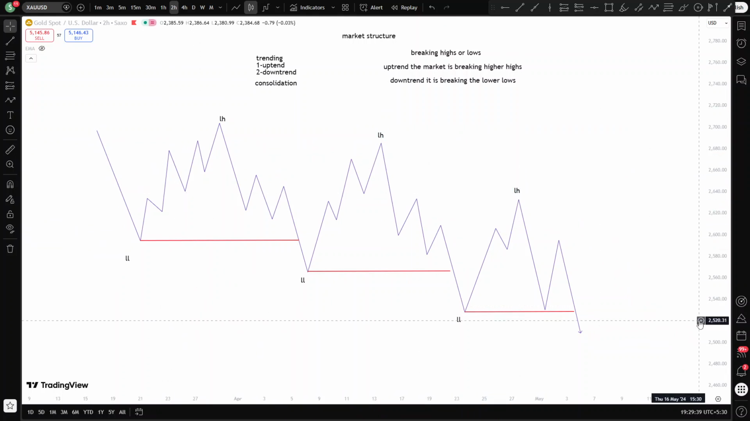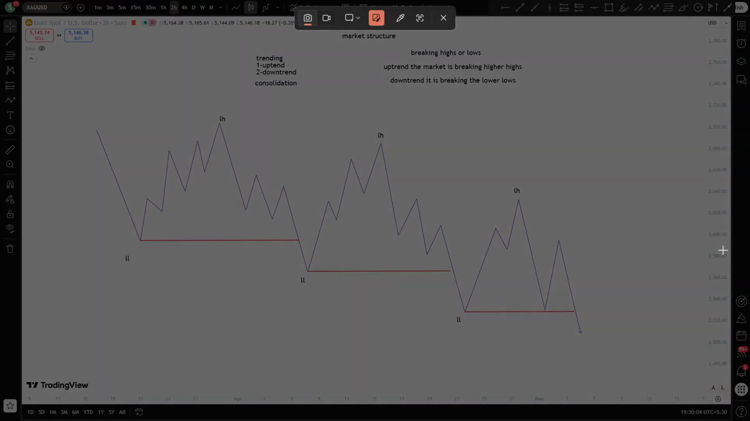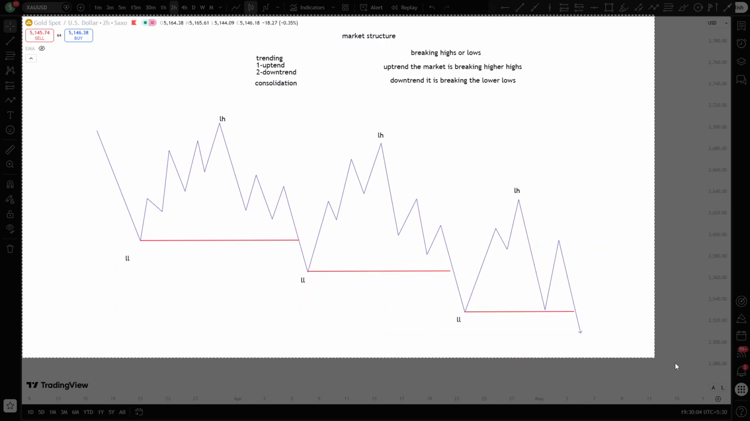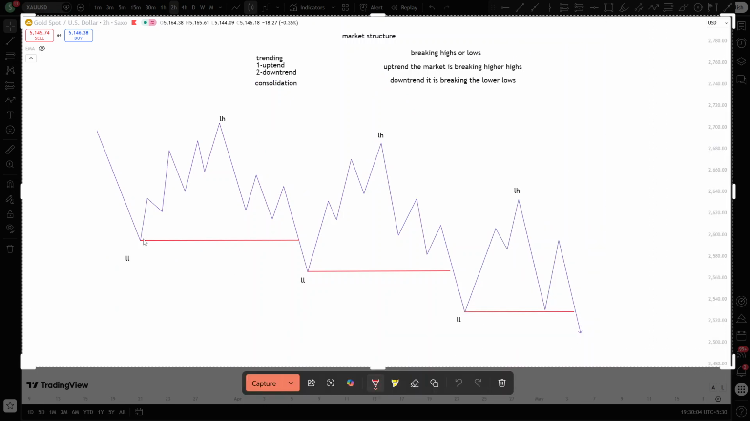So as we have said, when you are in a downtrend, it's just the opposite of what happens when you are in an uptrend. So here we said we can only have this lower low, we can only have this lower high when the market gives us a breakout of this structure. Let us explain this in a little bit more detail.